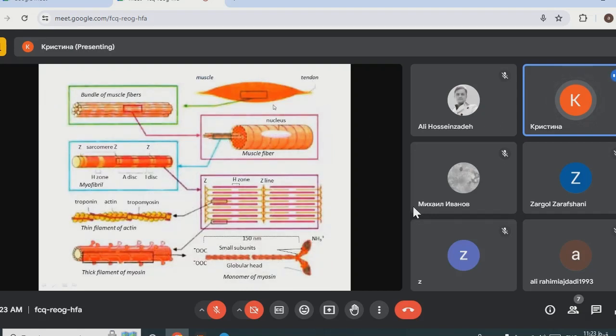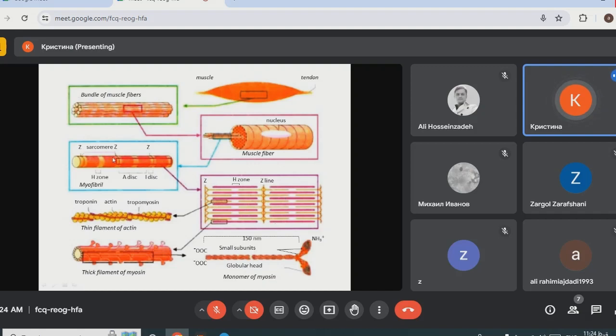So muscle consists of muscle fibers. Inside each muscle fiber you have myofibrils. Here is one myofibril. It is the element of the contractile apparatus, or contractile organelle, inside the muscle fiber, and each myofibril consists of very highly organized thicker myosin myofilaments, pink in this picture, and thin actin myofilaments, yellow in this picture.